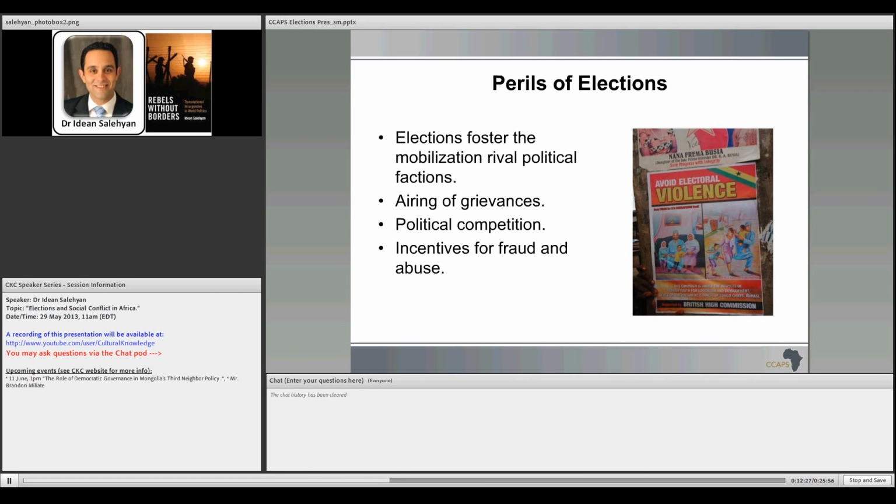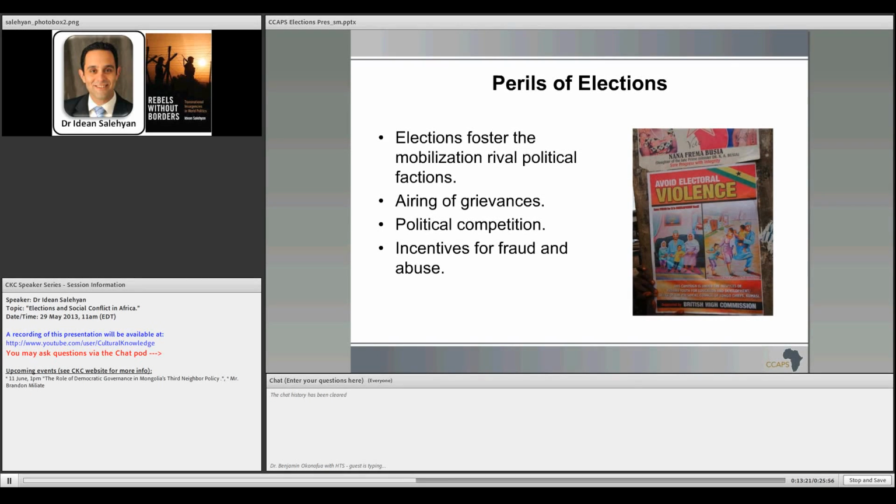So elections by themselves have been known to carry some difficulties and challenges for societies, especially in fragile contexts. Elections foster and encourage the mobilization of political parties into rival political factions in which they air grievances. They are openly hostile toward each other. I mean, we have to think of our own elections in the United States and the tensions surrounding those elections as an example. It encourages political competition and also provides incentives for fraud and abuse, especially when there are not strong safeguards like independent judiciaries, like well-functioning investigative bodies for criminal investigations if that proves to be necessary.